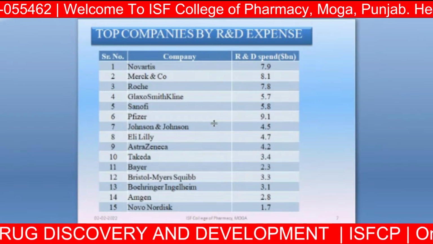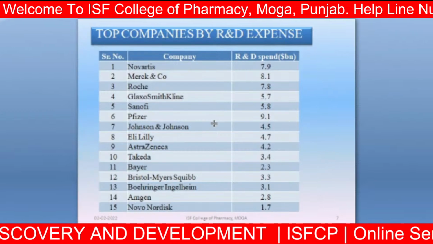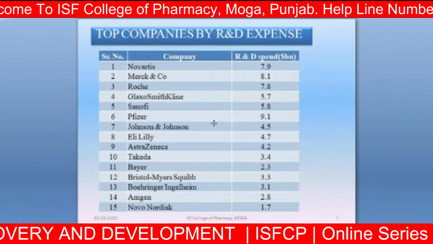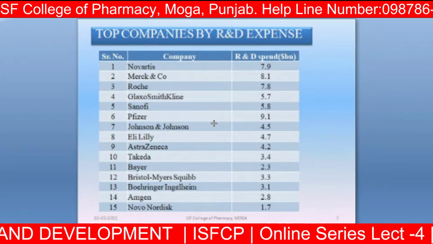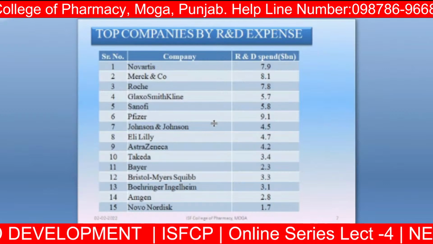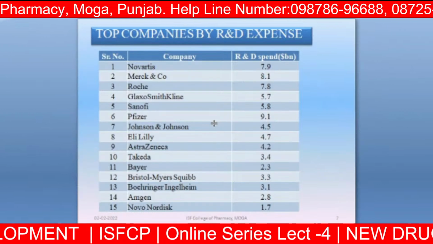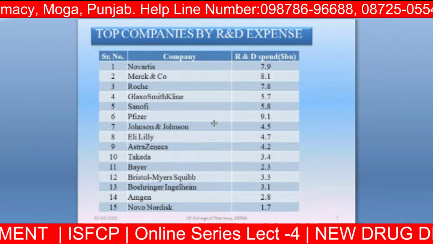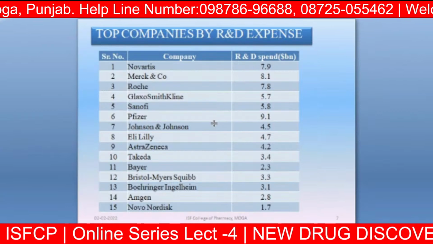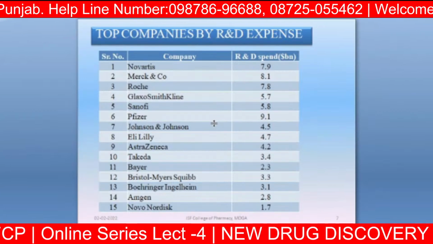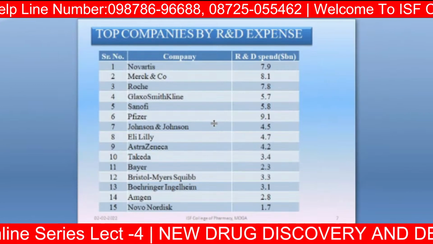Next, as I have discussed with you, are the top companies by R&D and their expenses. Companies are Novartis, which spent 7.9 billion. You can observe Merck is also there, having 8.1. Then GSK 5.7, then Pfizer 9.1, then Bayer is 2.3, then Novo, that is 1.7.